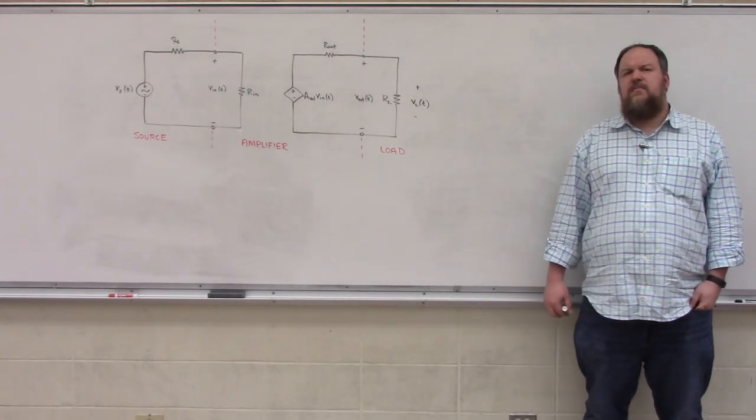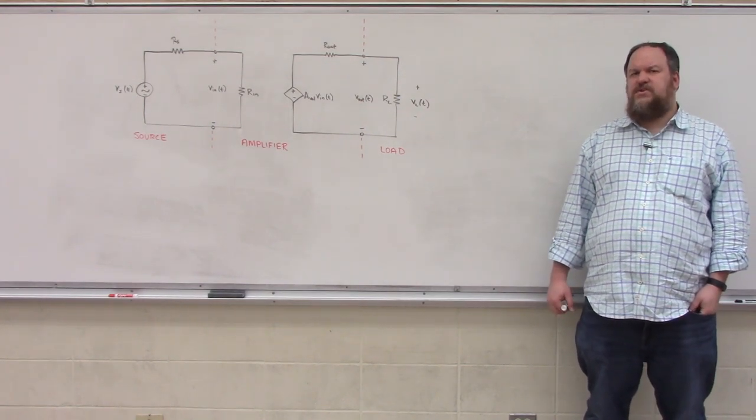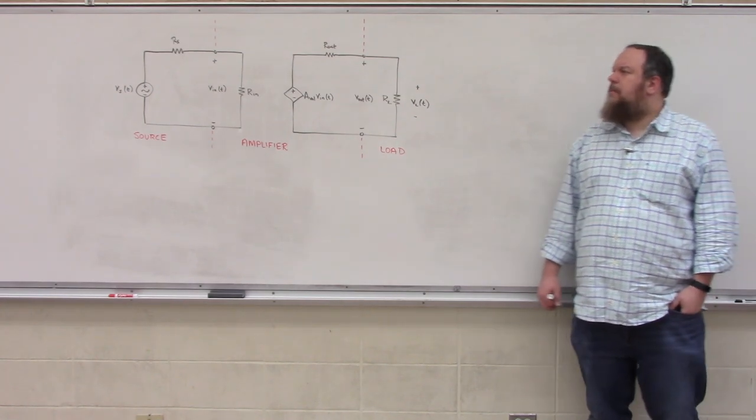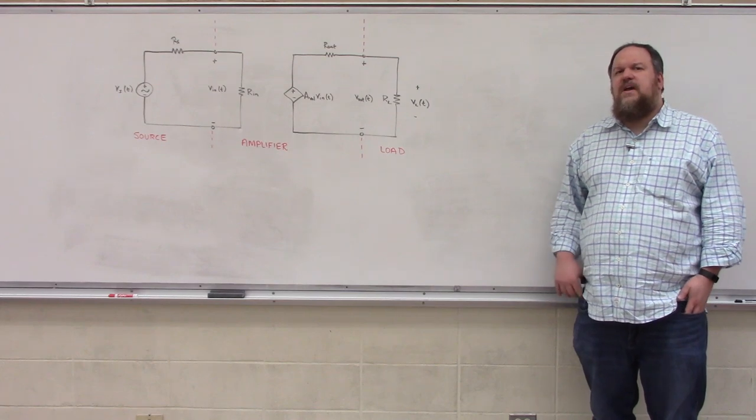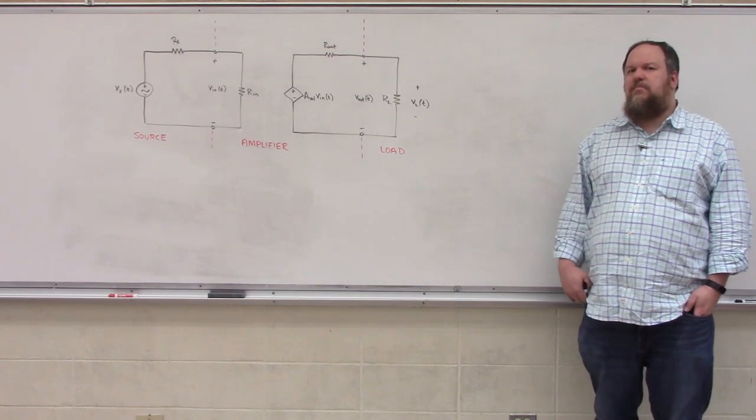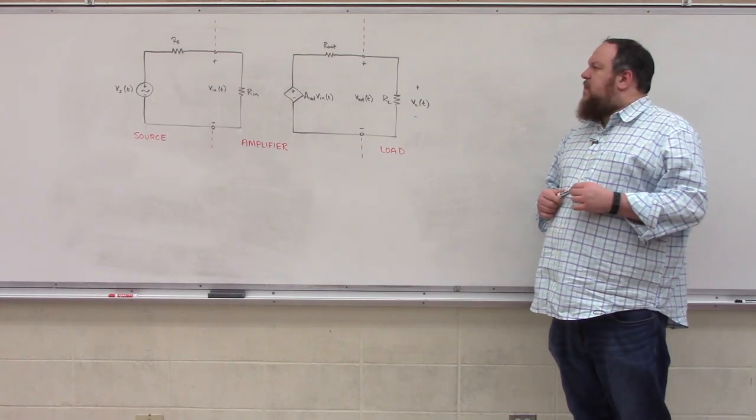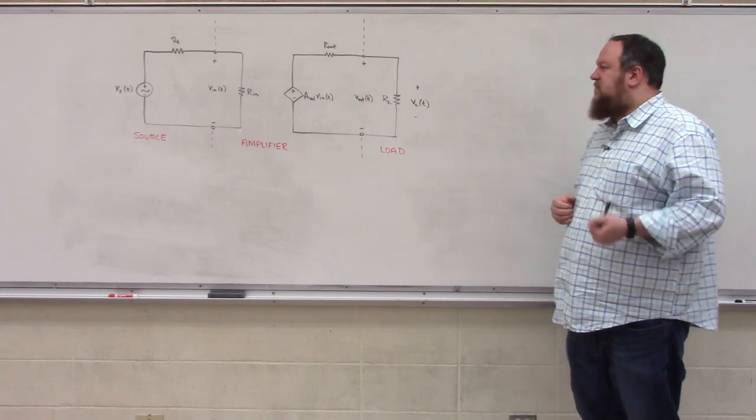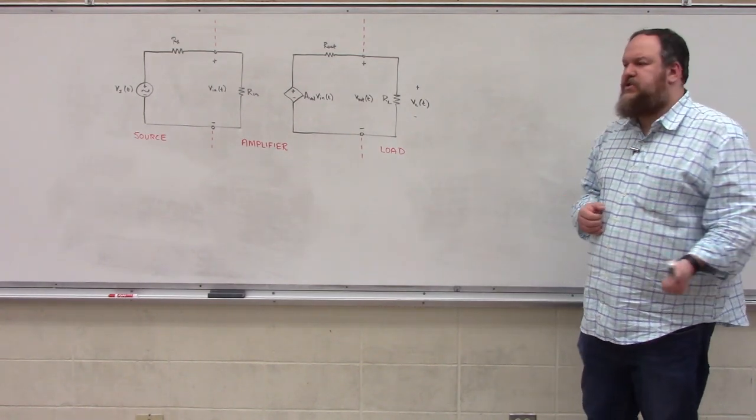Today we are going to talk about negative feedback amplifiers and the ideal operational amplifier. To start off, we are going to look at our original generic amplifier circuit and use this to define what an ideal amplifier is. You may recall that we can split up any amplifier circuit into three distinct sections: a source section, an amplifier section, and a load section.